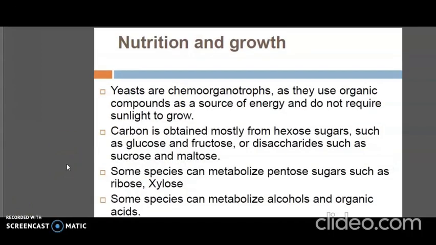Yeasts are chemoorganotrophs, as they use organic compounds as a source of energy and do not require sunlight to grow. Carbon is obtained mostly from hexose sugars such as glucose and fructose, or from disaccharides such as sucrose and maltose. They can metabolize pentose sugars such as ribose and xylose, and can metabolize alcohols and organic acids.